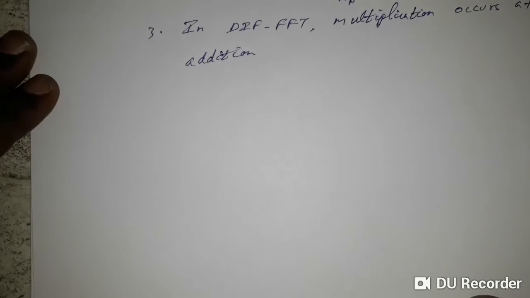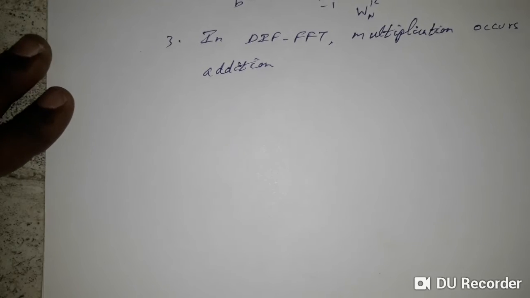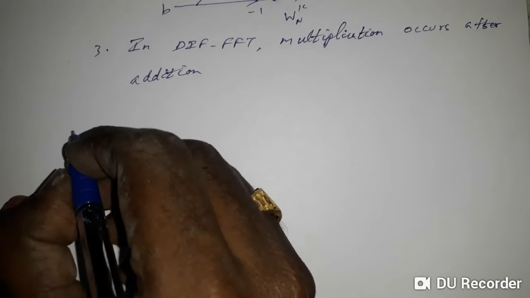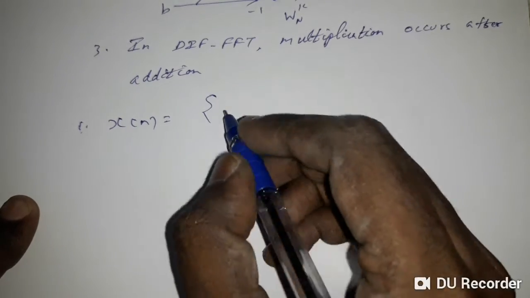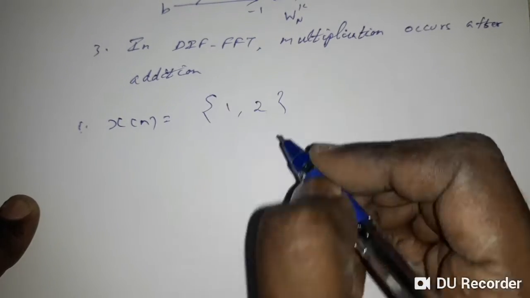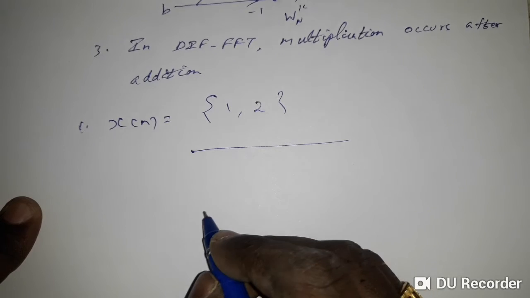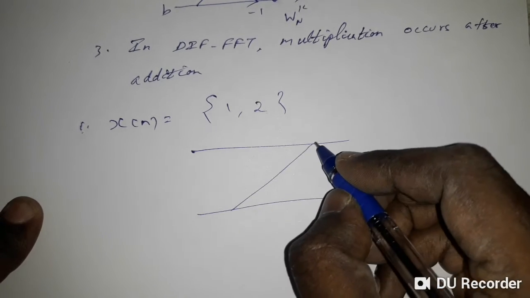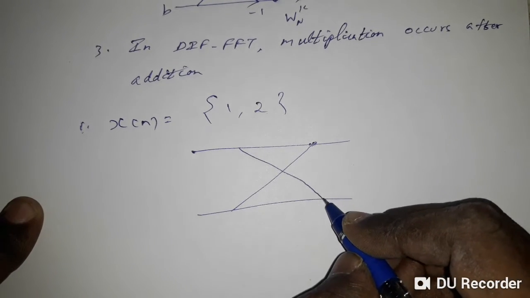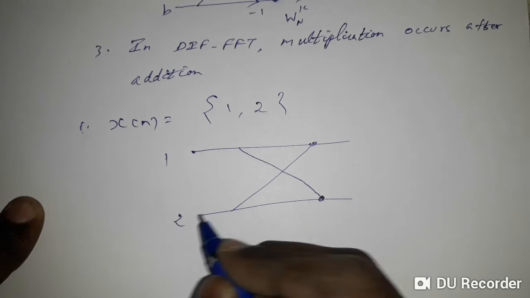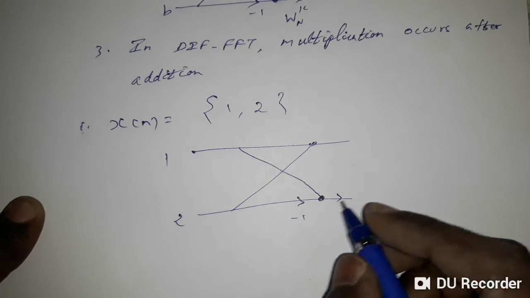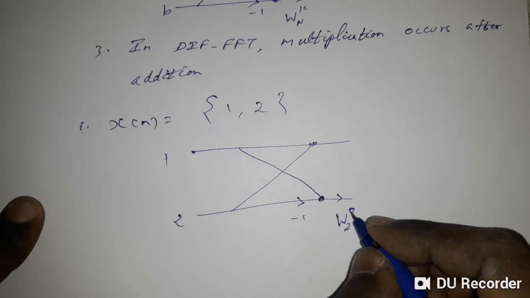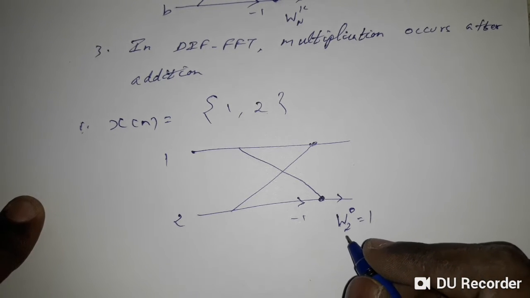Okay, so now we will start a problem. As usual, we start with a 2-point DFT. So let me take the sequence x of n equal to 1 and 2. 1 and 2 are the inputs. Here it is minus 1. At the output there will be a multiplier. Since this is a 2-point, the multiplier will be W_2 power 0. The answer will be 1.